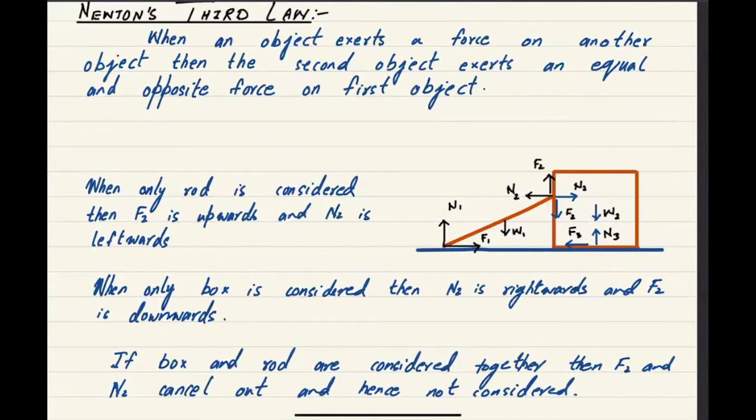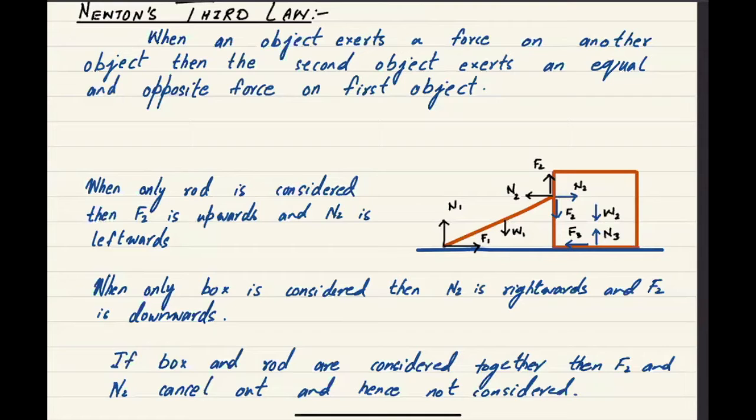The rod would be experiencing a normal reaction from the ground and friction from the ground. There would be weight acting on the rod. There would be normal reaction and friction acting on the rod from the box. By the point of contact, as the box exerts a force onto the rod, the rod will exert an equal and opposite force onto the box again. So this N2 on the rod must be equal and opposite to the N2 on the box, and this F2 on the rod must be equal and opposite to the F2 on the box.